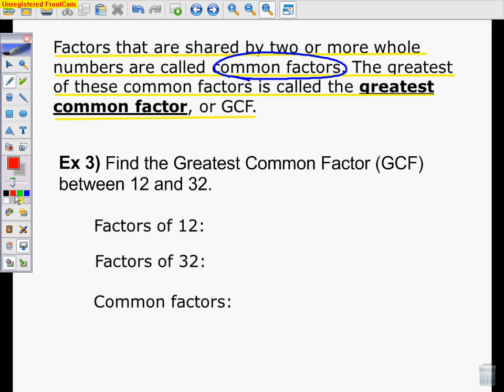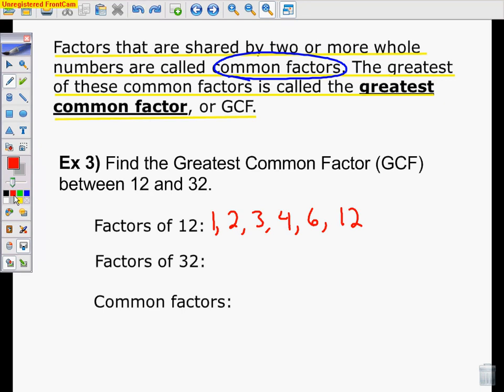So let's list the factors of 12. 1, 2, 3, 4, 6, and 12. These are the numbers that multiply together to give you 12. Like 1 times 12 is 12. 2 times 6 is 12. 3 times 4 is 12. So those are the factors of 12.